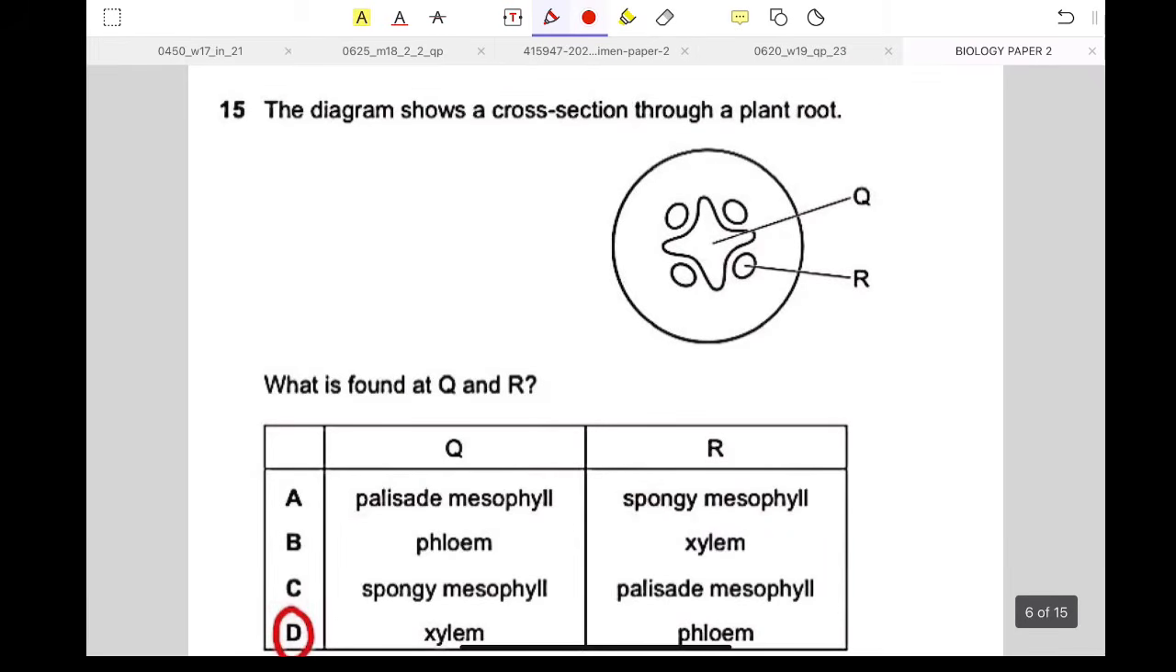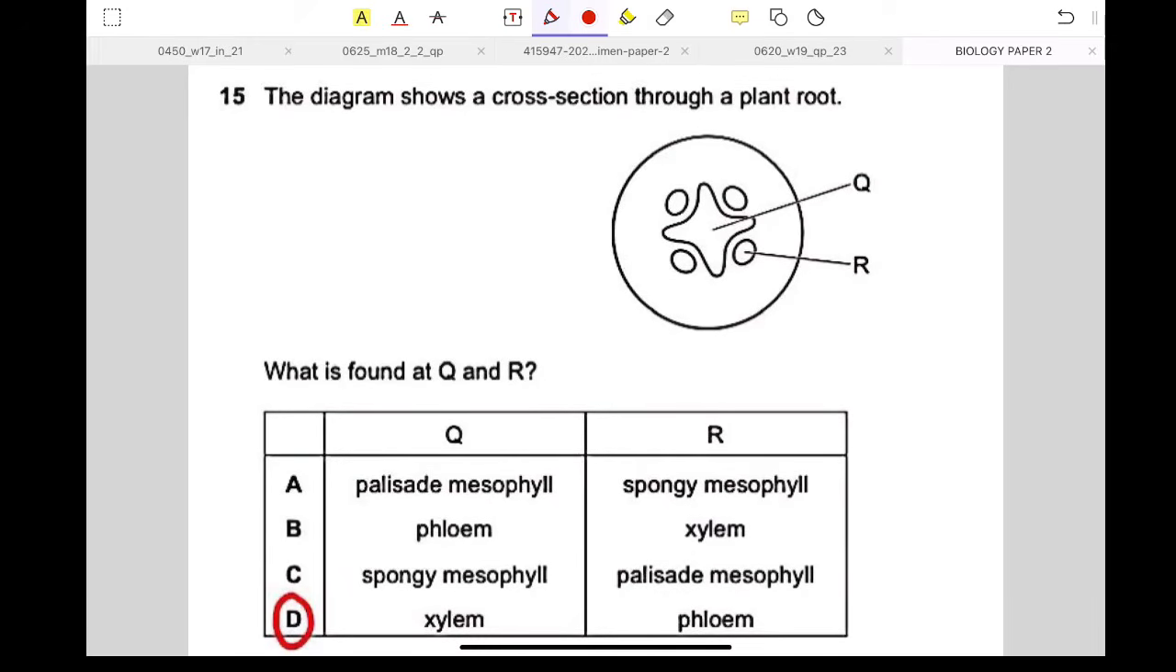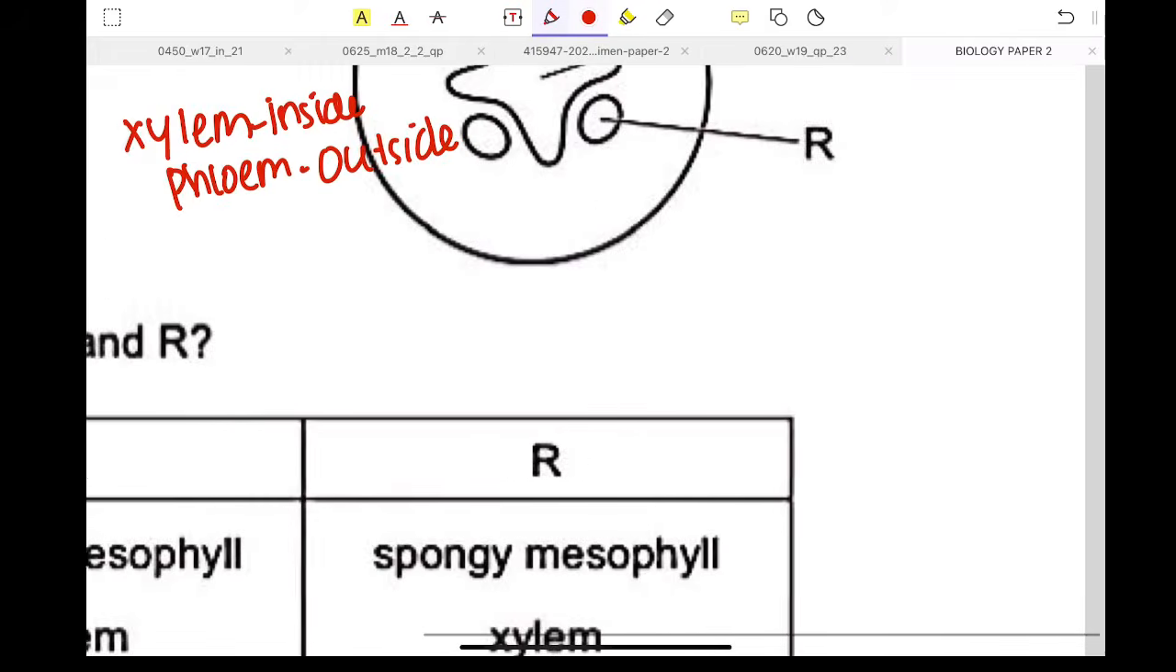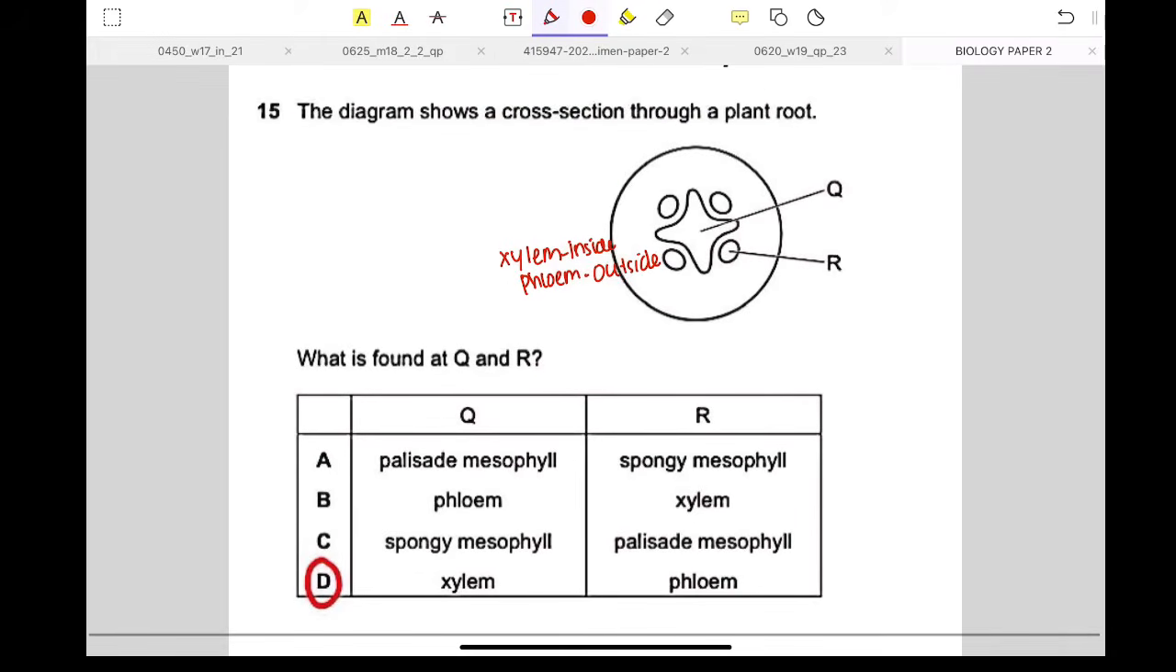Moving on to the next question, the diagram shows a cross section through a plant root. What is found at Q and R? So I always try to remember like this: xylem is inside, phloem is outside. This is in the case of the root and in the stem typically, but not in the case of other things. Just remember, in the case of root and stem, xylem is typically inside, phloem is typically outside. So it's good if you just look at the diagram and then try to relate this with the diagram itself.